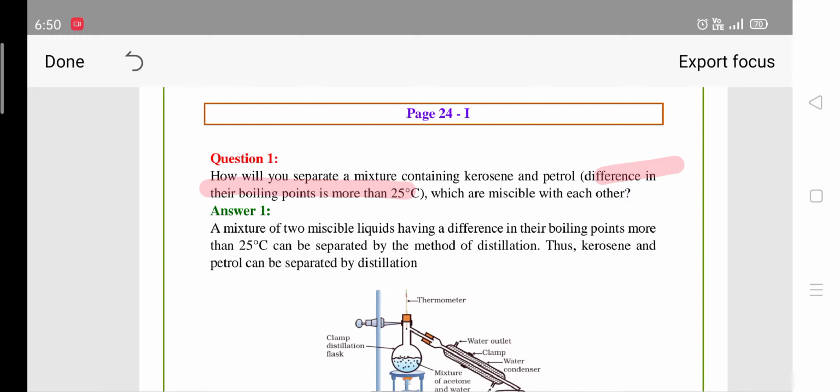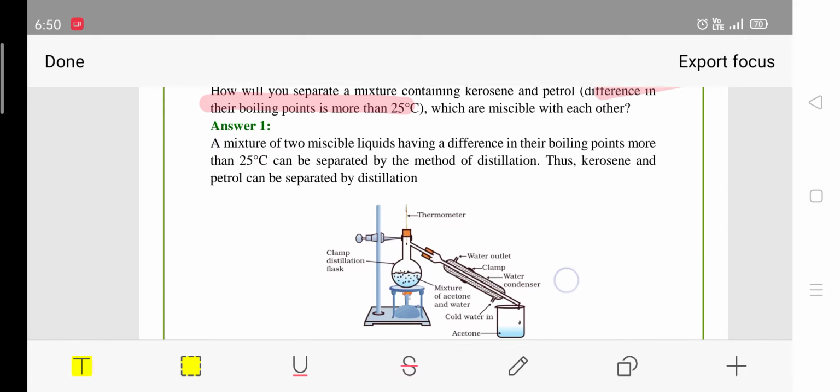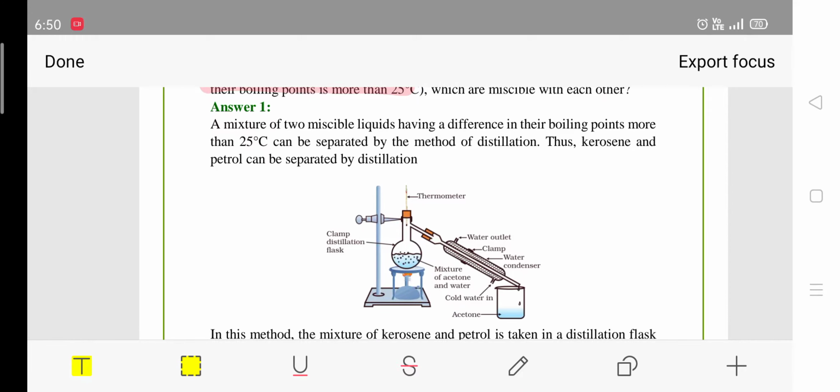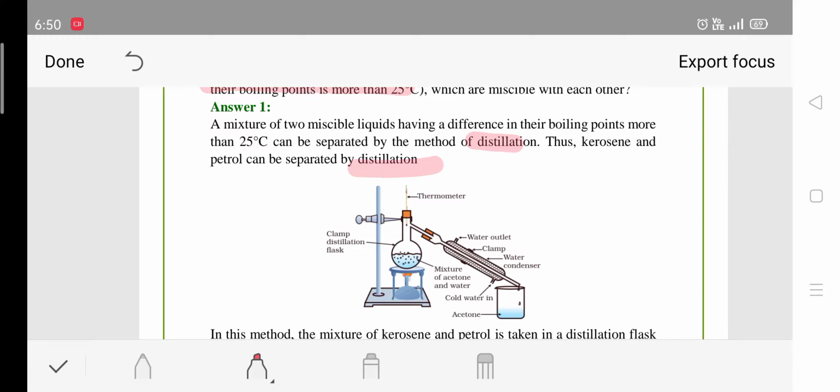Now the answer is, a mixture of two miscible liquids having a difference in their boiling points of more than 25 degrees Celsius can be separated by the method of distillation. Which technique do we use? We use the distillation method. Thus kerosene and petrol can be separated by distillation, and the setup for the distillation is shown here.